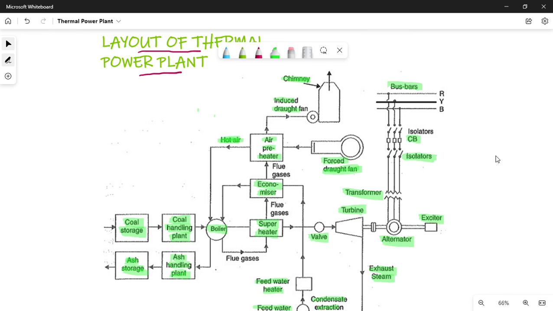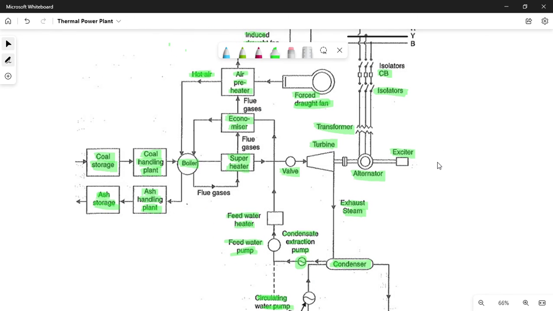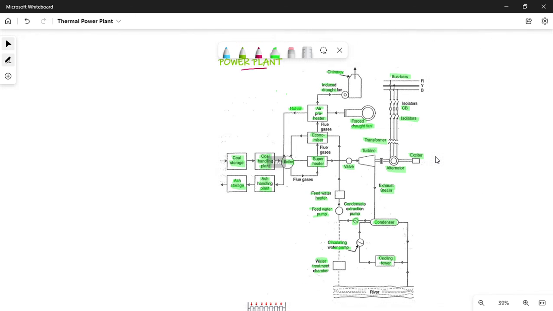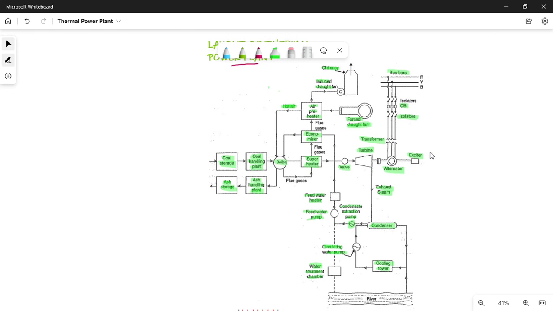So this is the total overall arrangement of a thermal power plant. Normally thermal power plants are situated in a remote place where water is available. Mostly it will be near a dam or river. This is the overall block diagram of the thermal power plant.